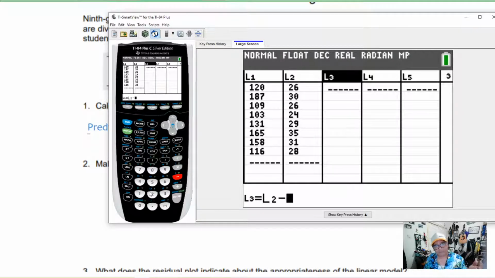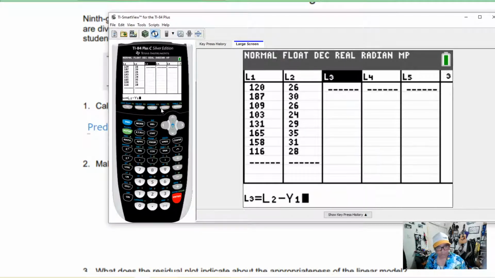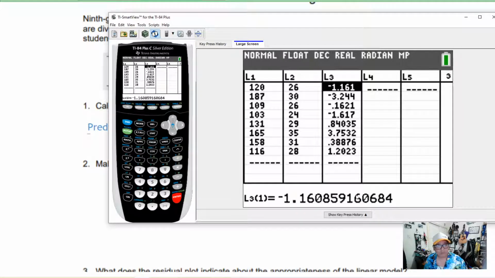Minus, now how do I calculate the predicted value? If you remember, I put the regression line in Y1. So if I call Y1 here, and into Y1 I substitute the values of L1, that will give me the predicted values. So go ahead and take a look down over here. L2 minus Y1 evaluated at L1. Push enter, and that should give you all of the residuals.